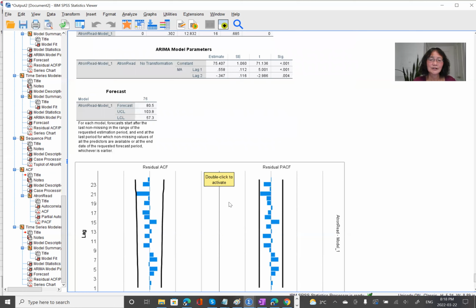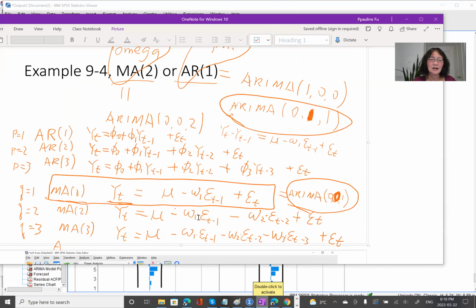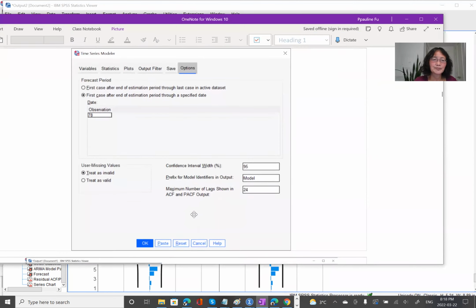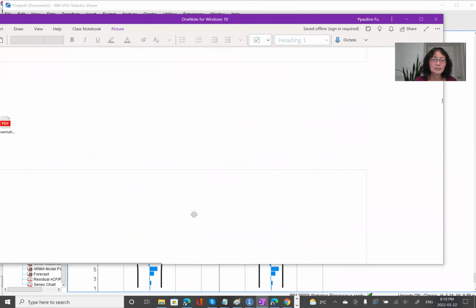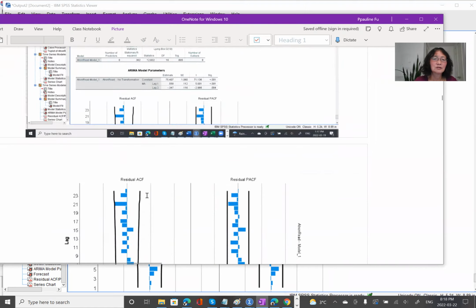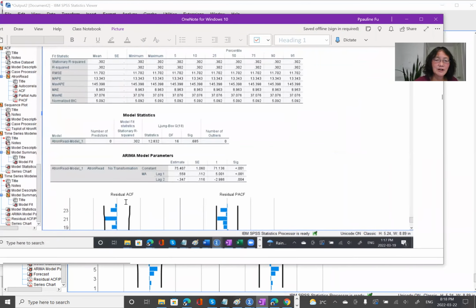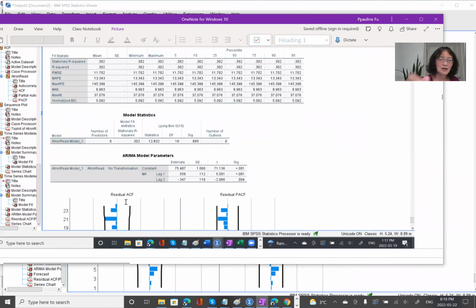Okay, so this is this model. Now let's go to my analysis here. This is the output. I need those numbers to write down the equation. So how do you write down the equation based on these numbers? And remember, what is this model again?